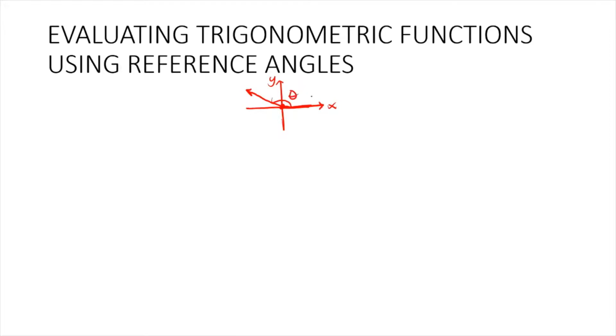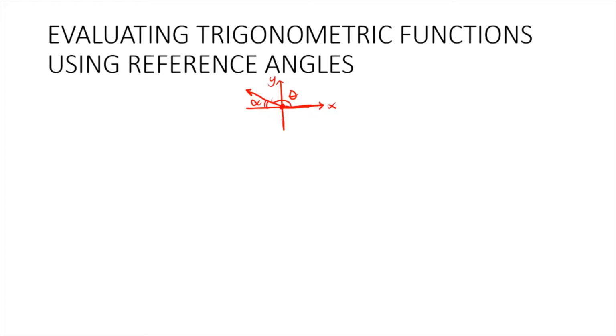Let's call it theta. The reference angle in this case is the angle between the terminal side and the negative x-axis. Remember that reference angles are always positive acute angles. Let's call it alpha. And so the value of the trigonometric function of any special angle in standard position is actually equal to the value of the trigonometric function of the reference angle.